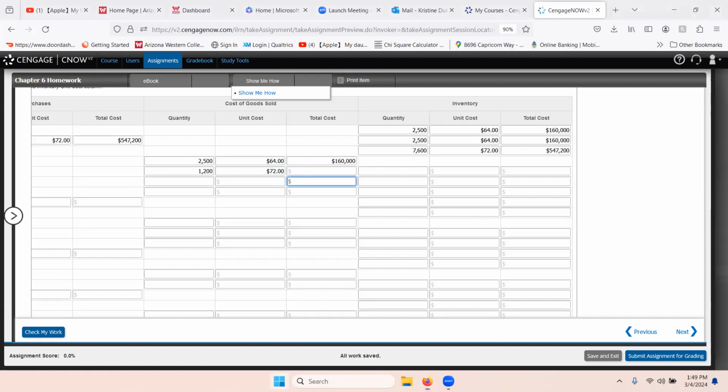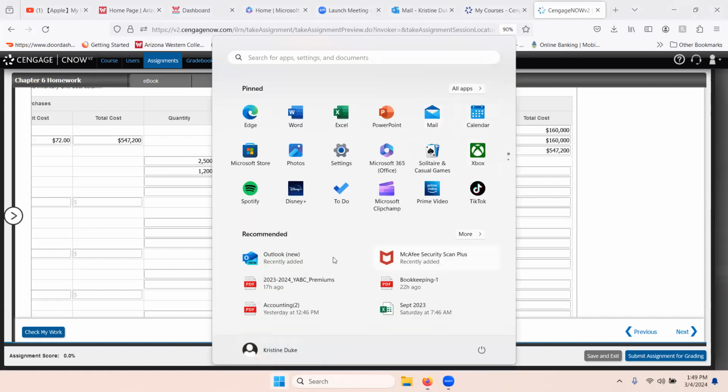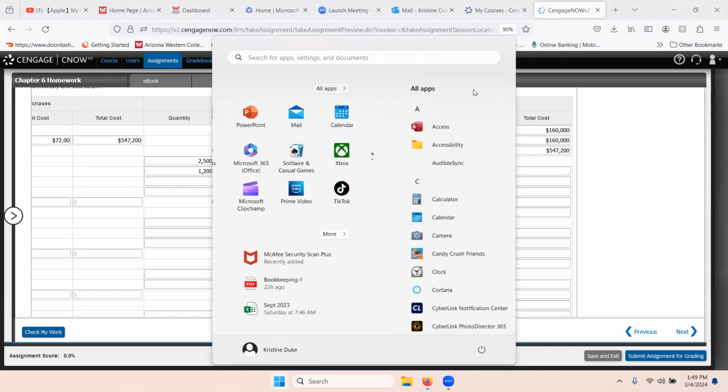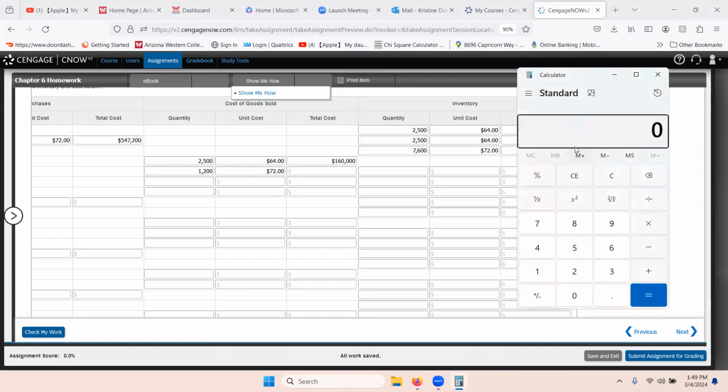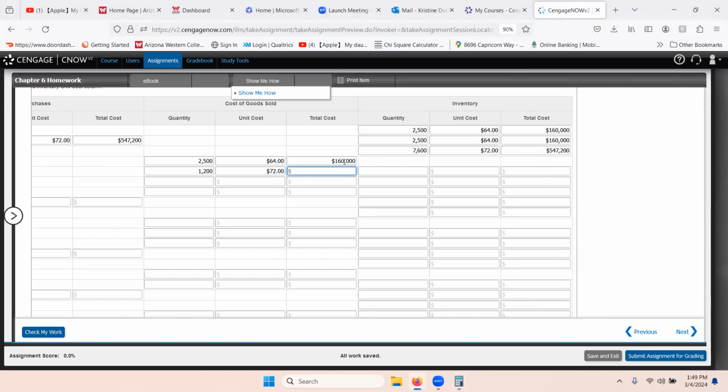Now I'm also going to come over here to a handy dandy calculator. Let's go to all apps and find my calculator. There it is. 1,200 times 72 is 86,400.